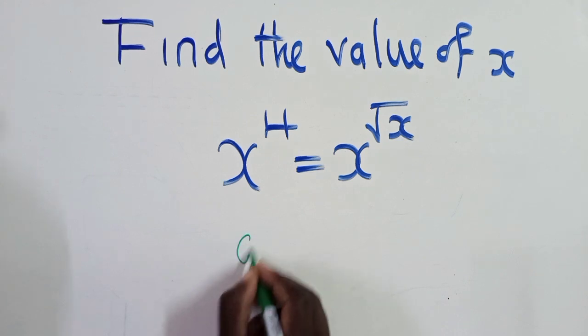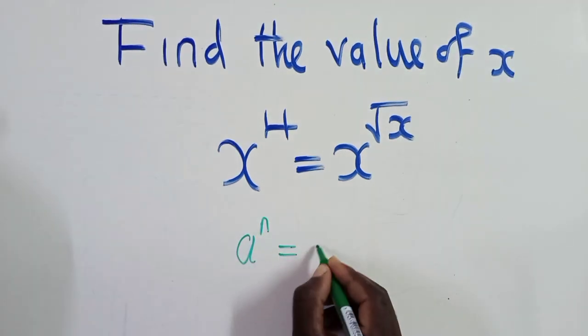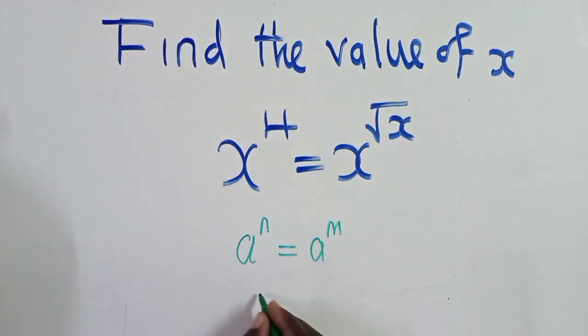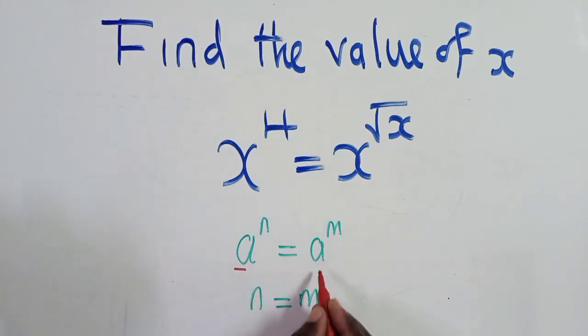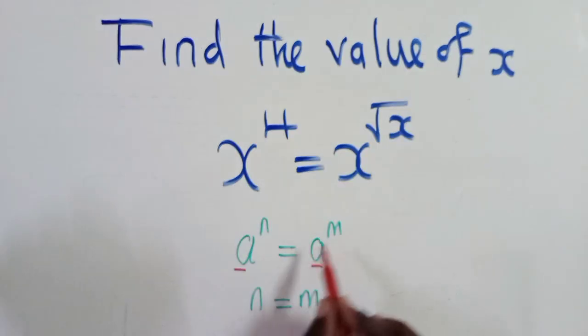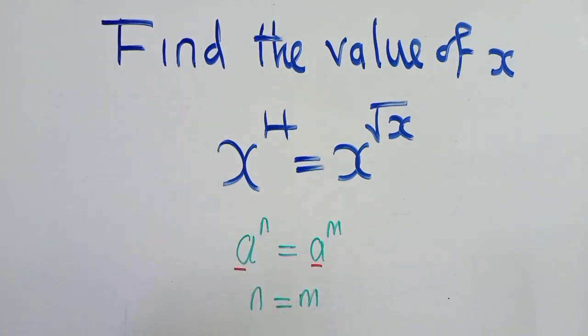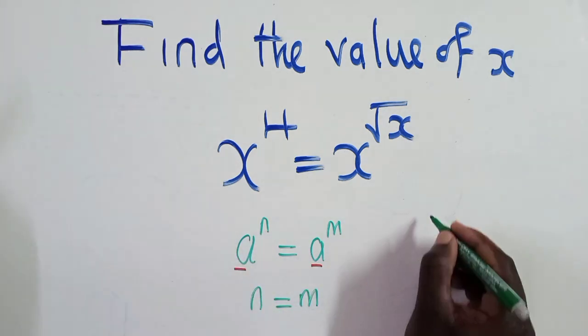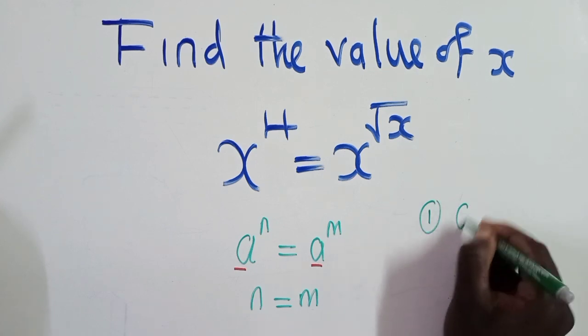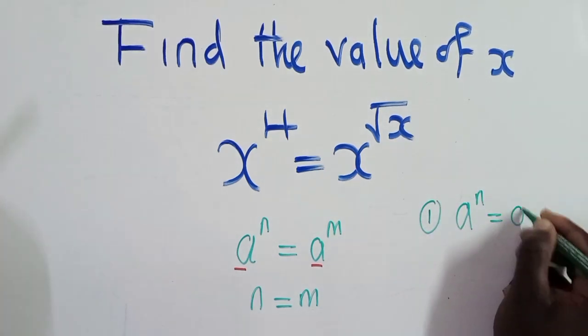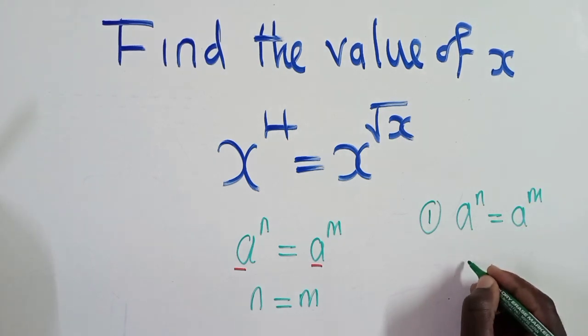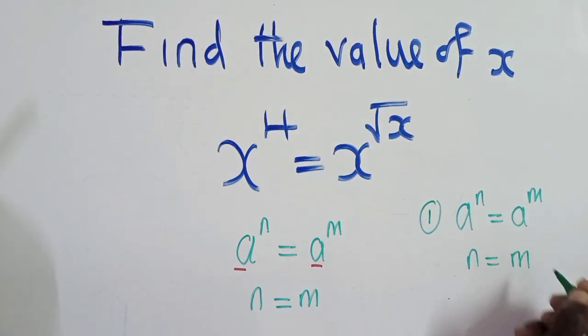So when you've got A power n is equal to A power m, you definitely know that n is equal to m. Why? Because the bases are the same. When you've got similar bases, regardless of how the powers look, all you need to know is that for as long as the bases are the same, the powers are also equal to each other. So we're going to put this as number one because we need to use it at some point. So this is number one.